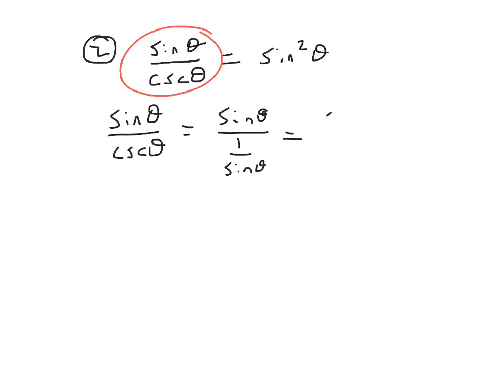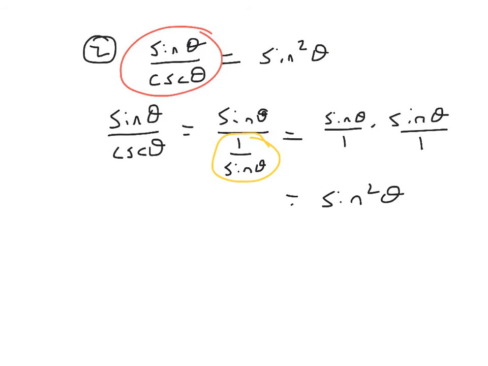So if I take the top fraction, which is really sine theta over 1, divided by the bottom fraction, which is 1 over sine, I divide fractions by multiplying by the reciprocal. So this 1 over sine here, I'm going to flip over to be sine over 1. And now if I multiply those together, lo and behold, I get sine squared, which is what I was trying to get. So I am done with that problem.